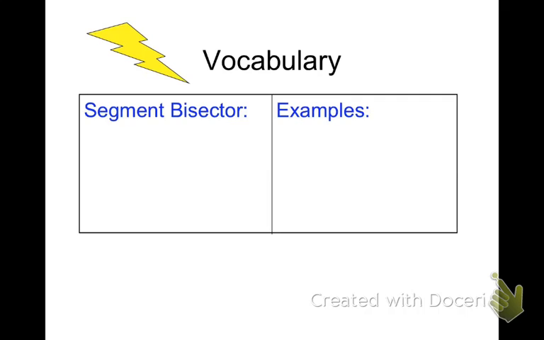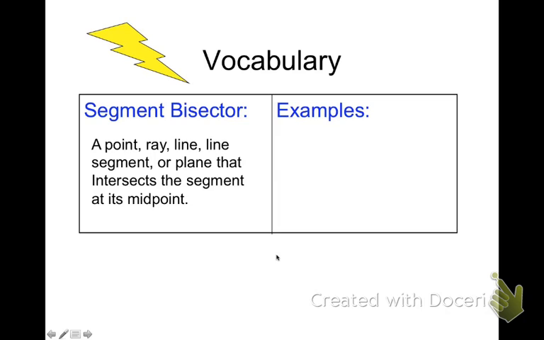Sure, why not? Can I have a ray bisect it? Sure, why not? Can I have a plane bisect it? I'm not even going to try to draw it. Not what it would look like. But that's going to be my plane for now. So a segment bisector can be all of those things.